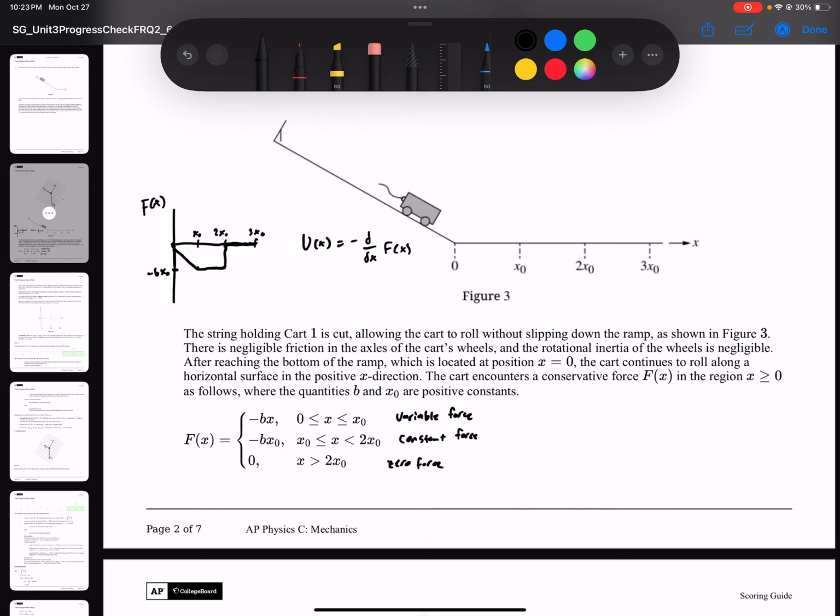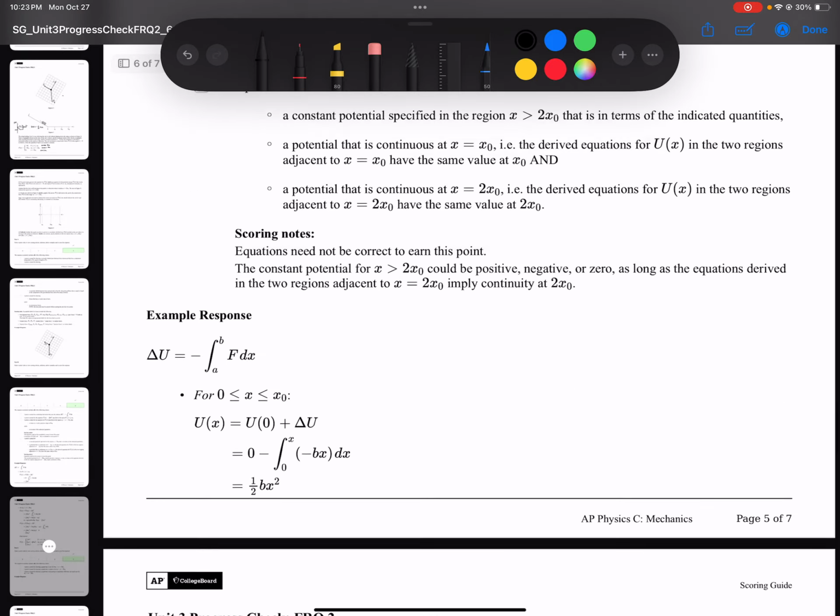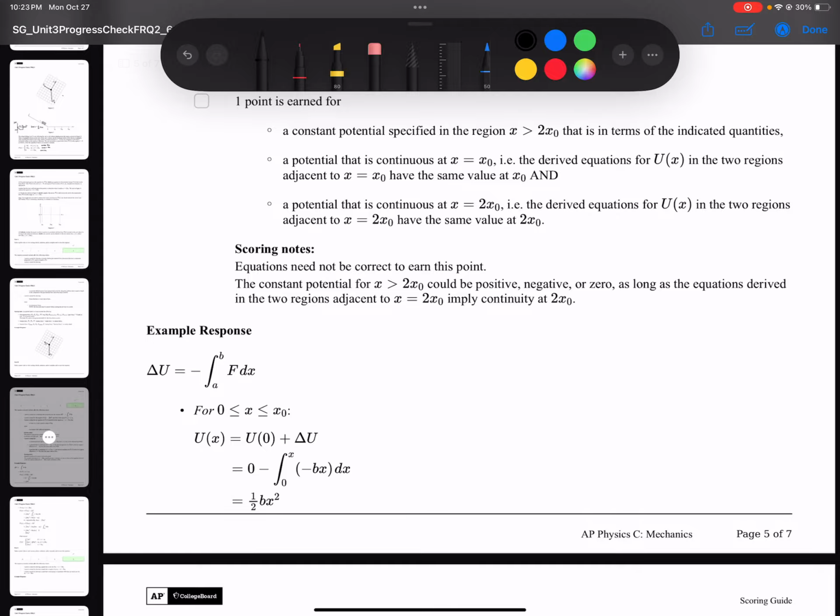The way I do it is different from how they do it. It has more to do with the concept of integration. I want to do it that way because that's the more mathematically pure way to do it. So let's review what they write down. They evaluate the integral for every single region. For the first region, I have this variable force that's equal to negative bx, and I'm going to evaluate it from 0 to x. My potential energy at x equals 0 is 0. They're just calculating the change in potential energy, and they get 1/2 bx squared.